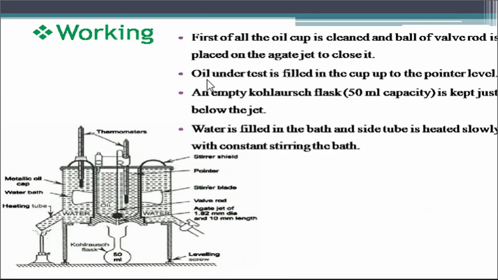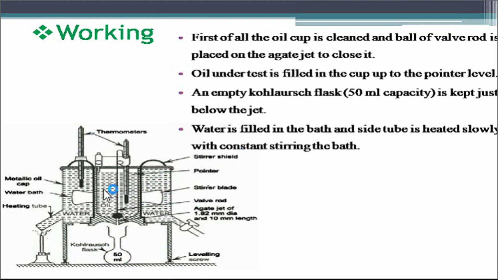First of all, the oil cup is cleaned and the ball of the valve rod is placed on the agate jet to close it. So by putting the ball on this agate opening, we have to close this oil cup. Then the oil under test is filled in the cup to the pointer level. Up to this pointer level, we have to fill the oil in this oil cup. Exactly below that, an empty Kohlrausch flask is kept. Look at here, it is kept here, empty.